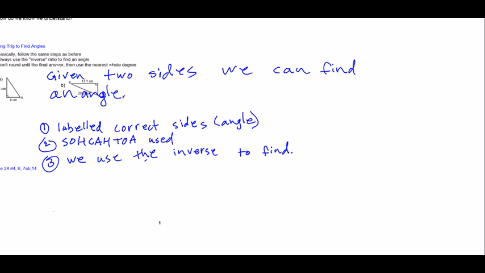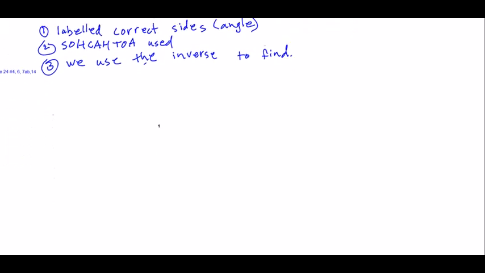Now, basically, we'll just go over all this information right here. When we're using trig to find angles, basically we follow the same steps as before, and we always use the inverse ratio to find an angle. Now, we don't round the final answer. We therefore use the wholest degree. So now what we're going to do is we're going to move on to our problems for the day.